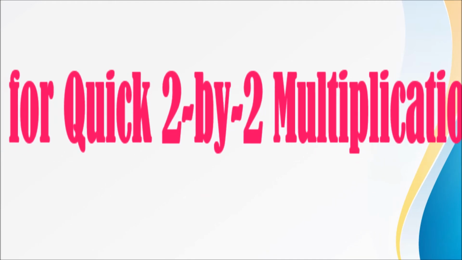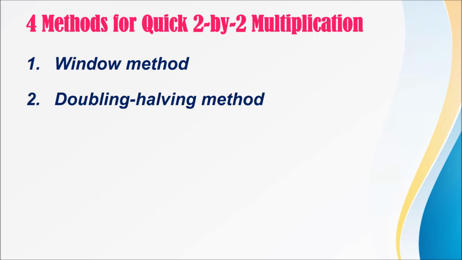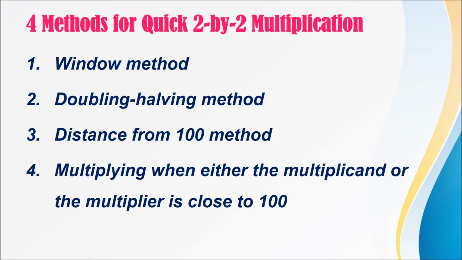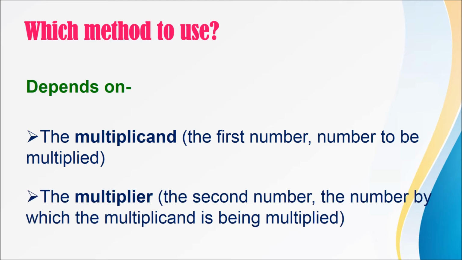We will discuss 4 different methods for rapid 2 by 2 multiplication. These are: 1. Window method, 2. Doubling-halving method, 3. Distance from 100 method, 4. Multiplying when either multiplicand or multiplier is close to 100. Which method you apply will depend on what the multiplicand and the multiplier are in a given problem.